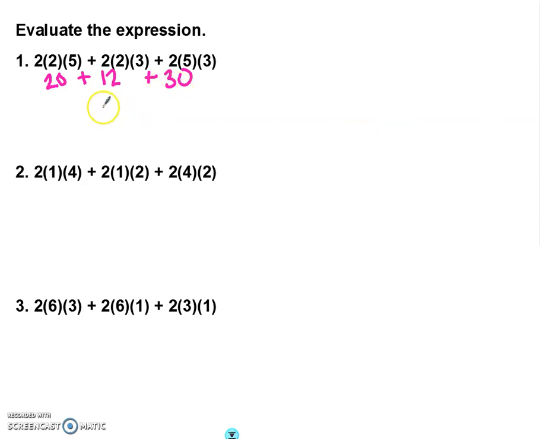Anyway, when you add all those up, you're going to get 62. Keep going. 2 times 1 is 2, and 2 times 4 is 8. 2 times 1 times 2, that's 4. 2 times 4 is 8, times 2 is 16. Is that 28?